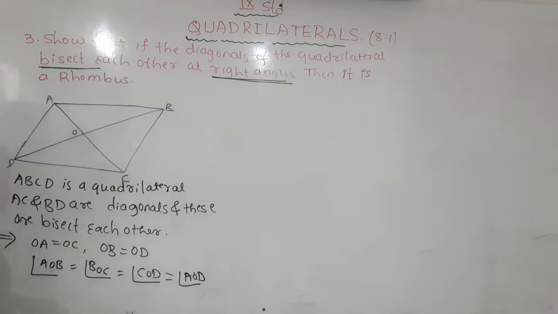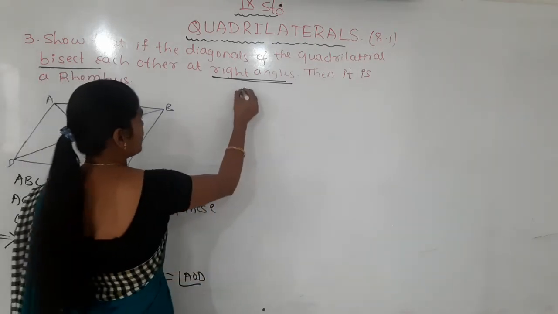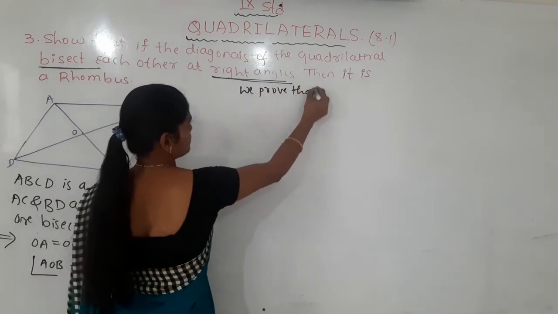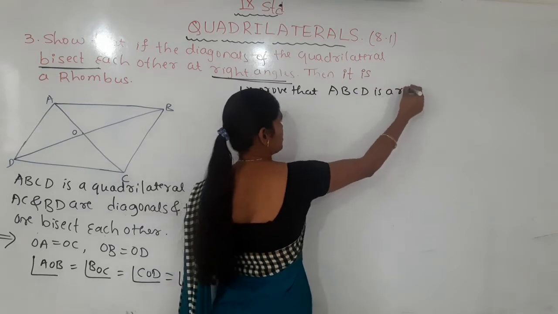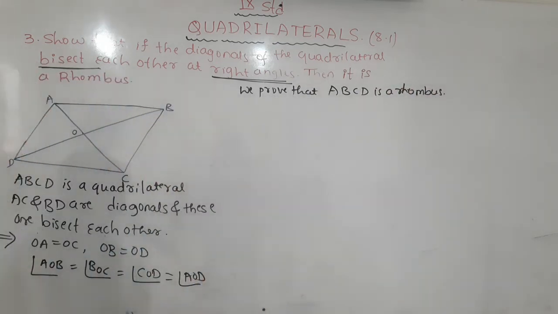Yes. Now we have to prove that ABCD is a rhombus. What do we have to prove? We have to prove that ABCD is a rhombus.